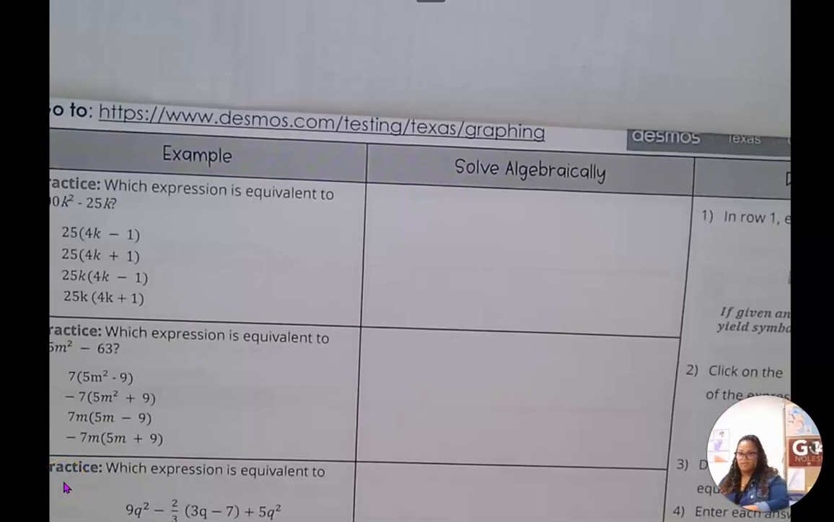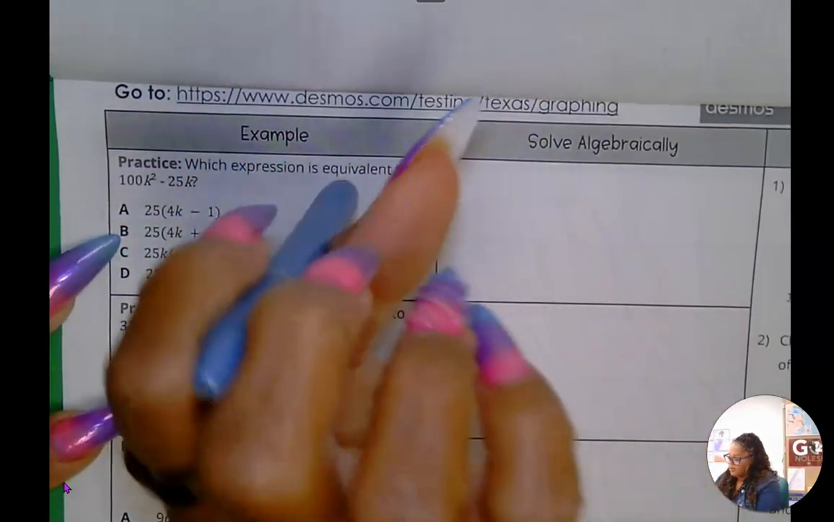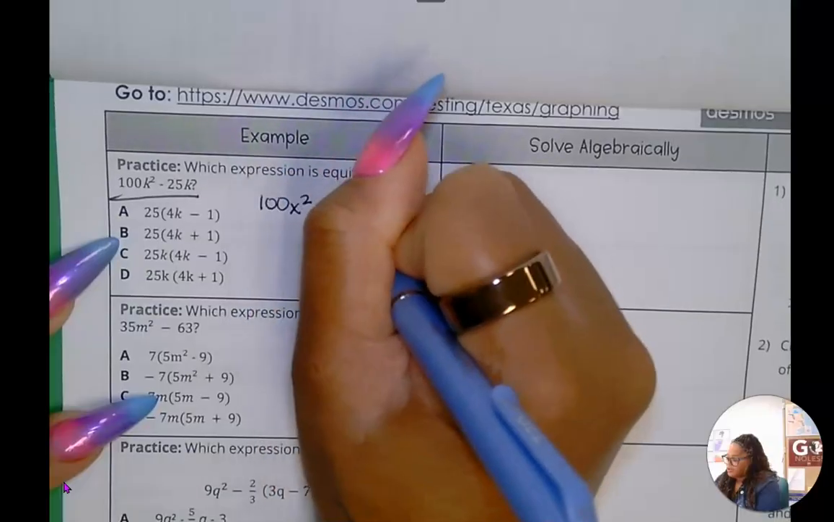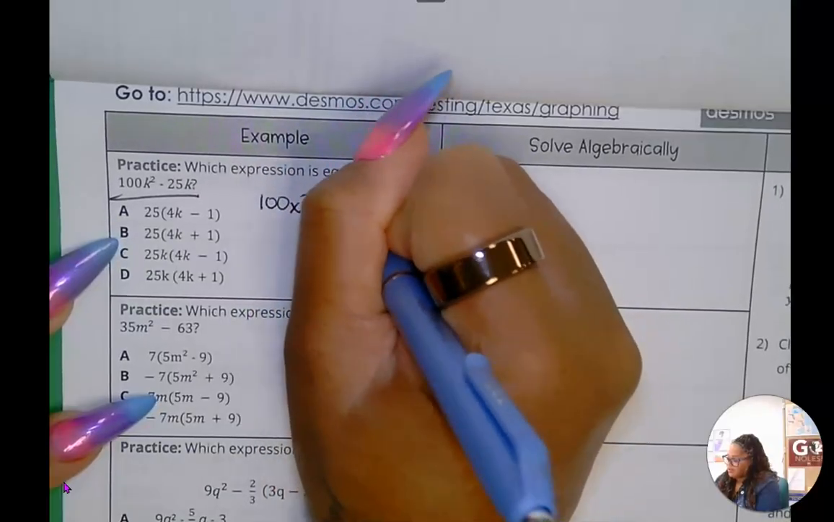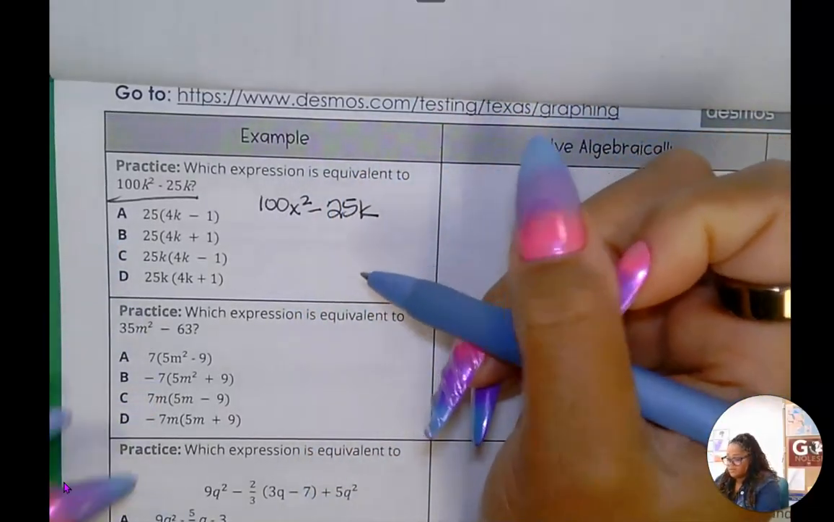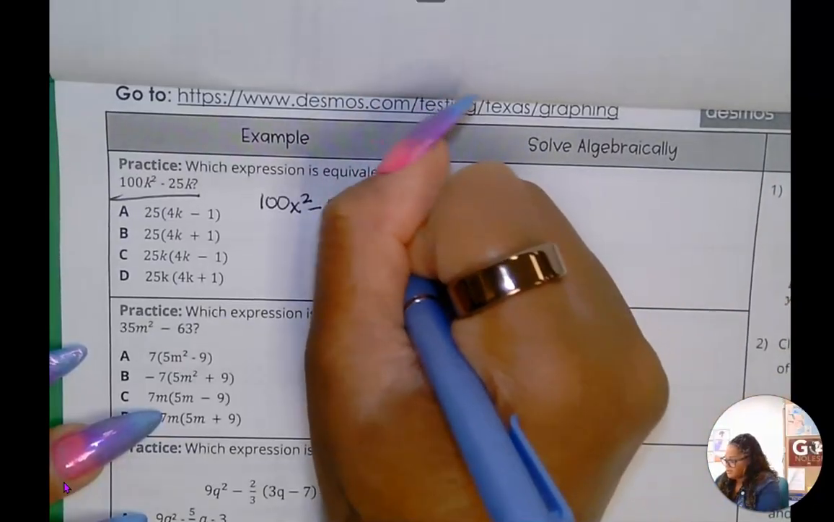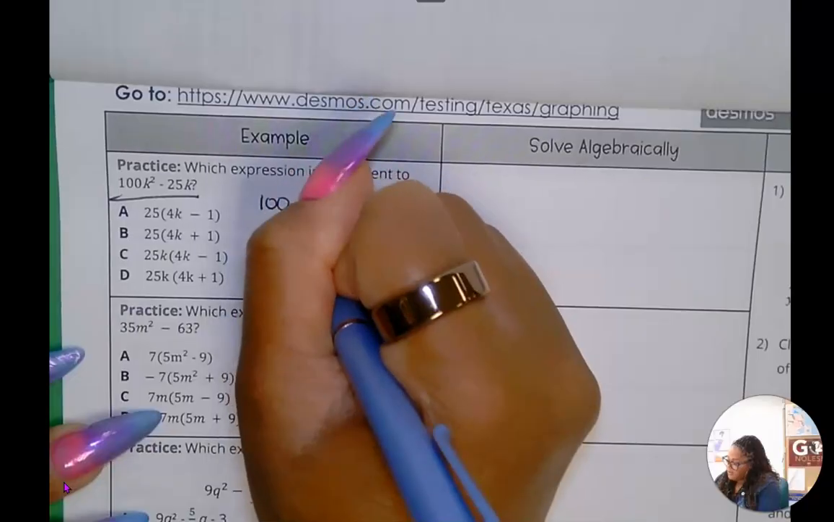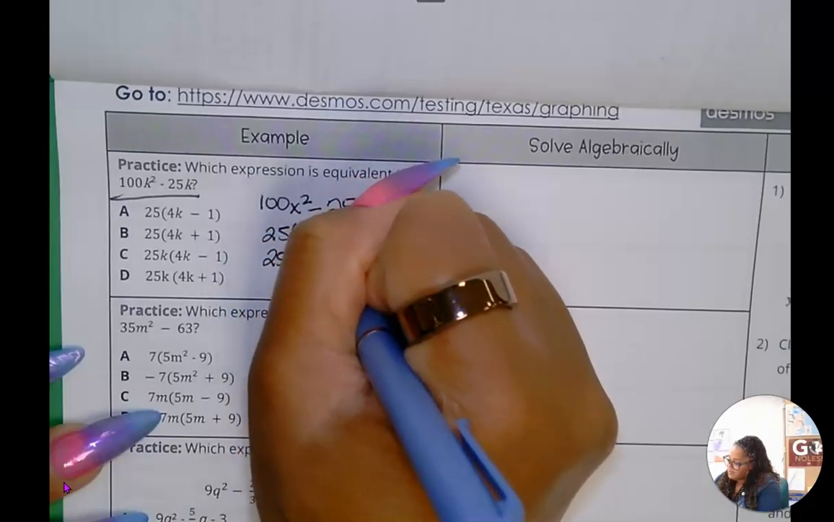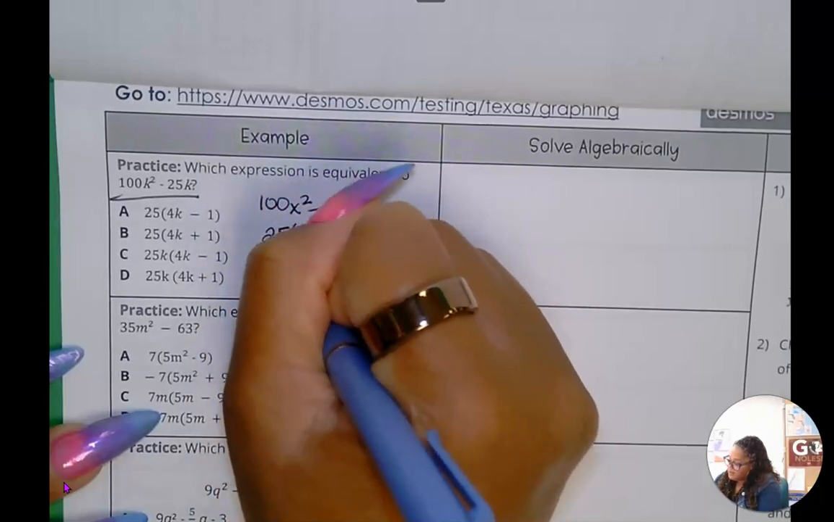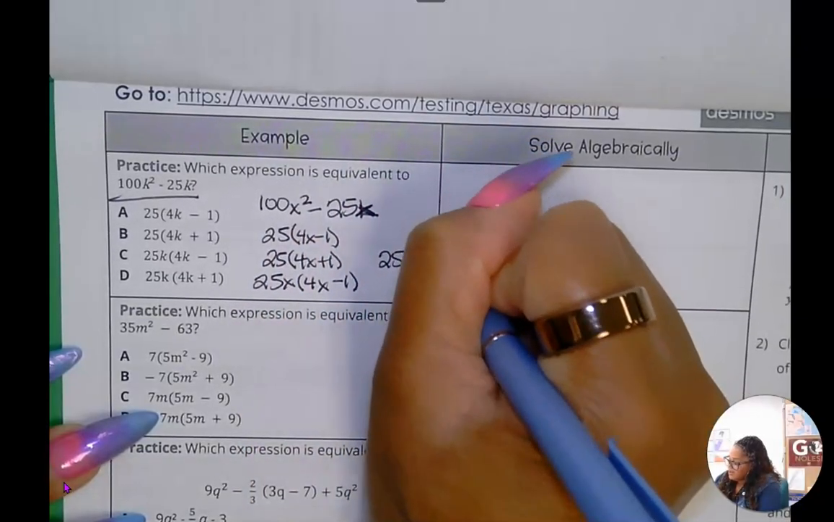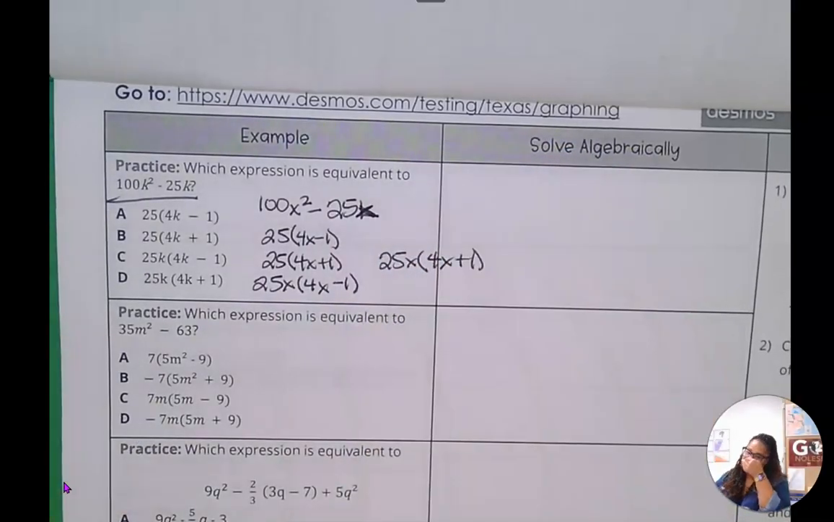All right, this is the one where we have to put these in DESMOS and see which matches. We always put the original one in. If you start typing in DESMOS with k, it will not show up as a graph. So you have to change k to an x, and you have to change all variables to x's. Oh, I put a k there. That should have been an x. And then the choices are 25 times (4x minus 1), 25 times (4x plus 1), 25x times (4x minus 1), or 25x times (4x plus 1). So we've got to see which is which.